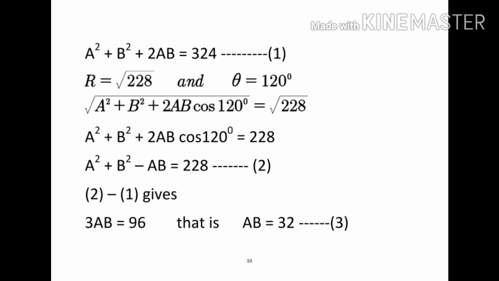The first equation comes from A plus B is equal to 18. By squaring this, you get A square plus B square plus 2AB equal to 324. That is noted as the first equation. Then by using the first and second equations, we can get the AB value. To get it, the second equation is subtracted from the first equation. Therefore, you get 3AB is equal to 96. That is, AB is equal to 32.